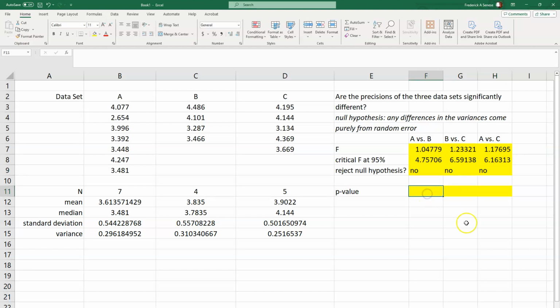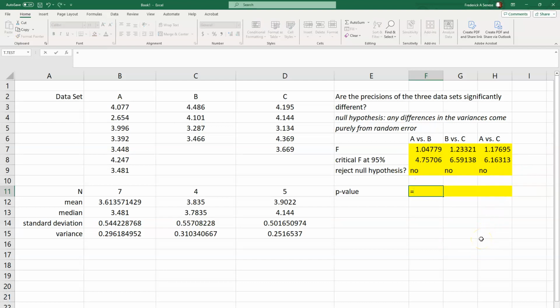Now there's a more direct way to do this, and that is to calculate the p-value. Now remember what the p-value is. The p-value is the probability that you'll be wrong if you reject the null hypothesis. So we would like this p-value to be 0.05 or less. So let's see if we get results that are consistent with the decisions that we made here. We said we could not reject the null hypothesis.